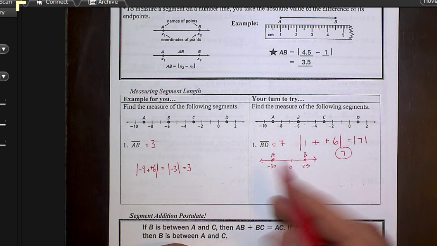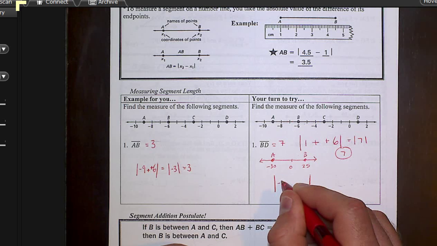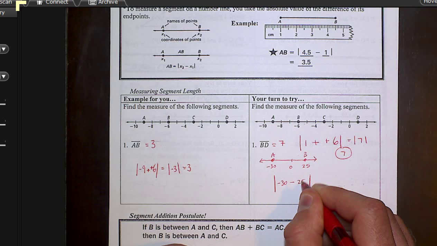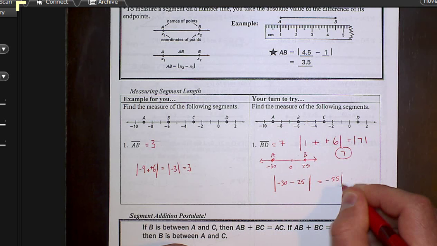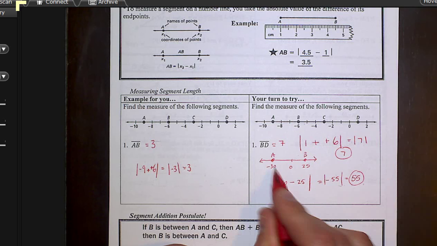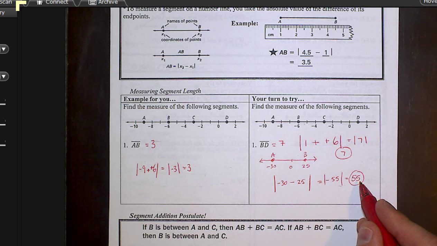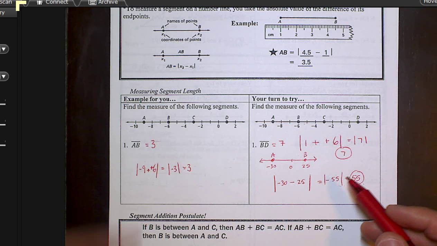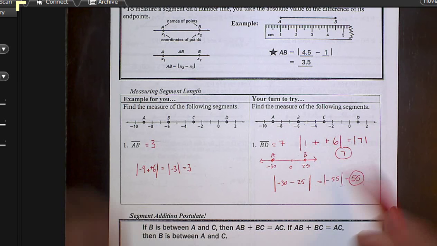So if you just take the ruler postulate and take your two points, -30, subtract 25, that's going to give you a -55, and the absolute value of -55 is +55. So the distance from A to B on this made up example would be 55 units. So when you get larger numbers, using the ruler postulate is going to make your life a lot easier. Okay? So that's standard number 1, or learning target number 1.